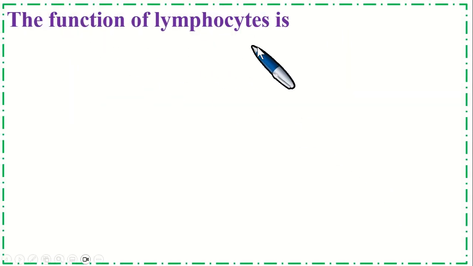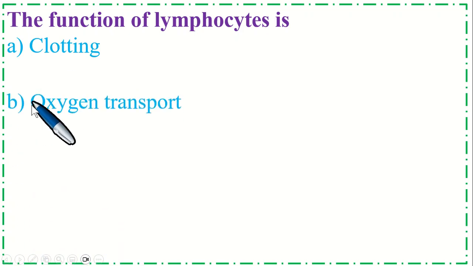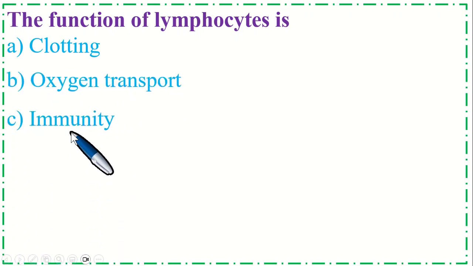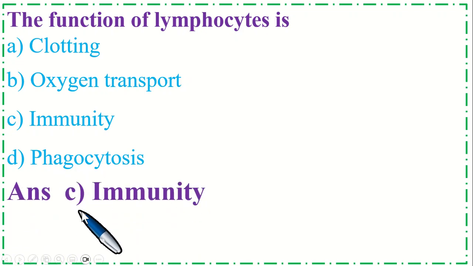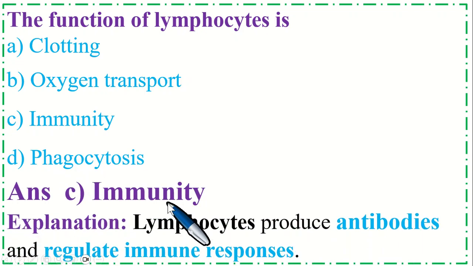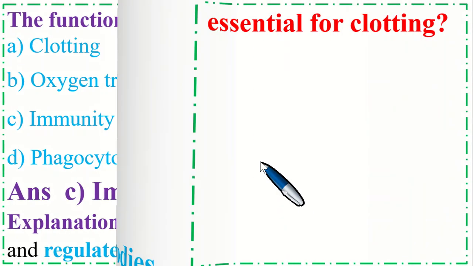The function of lymphocytes is option A, clotting, B, oxygen transport, C, immunity, and option D, phagocytosis. So the correct option is C, immunity. Lymphocytes produce antibodies and regulate immune responses.